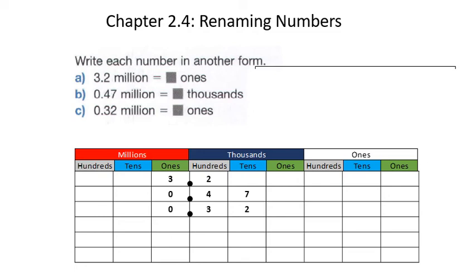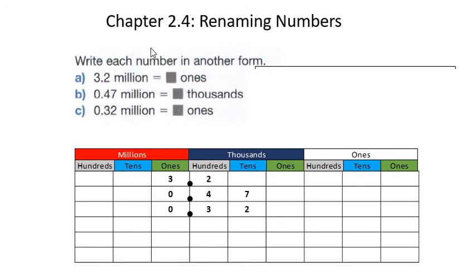Hello, grade 6. Welcome back to Nelson Math Chapter 2, Section 4, Renaming Numbers. As you've learned in previous grades, you often see different ways of calling the same number. For example, another way of saying 10 is 6 plus 4. They're equivalent, they have the same value, but they have a different name.